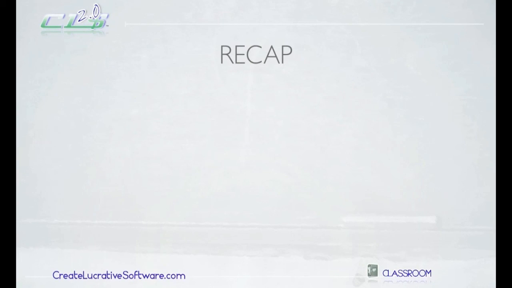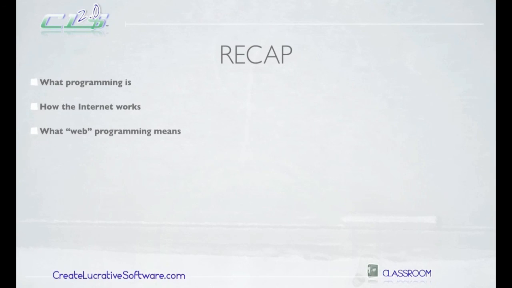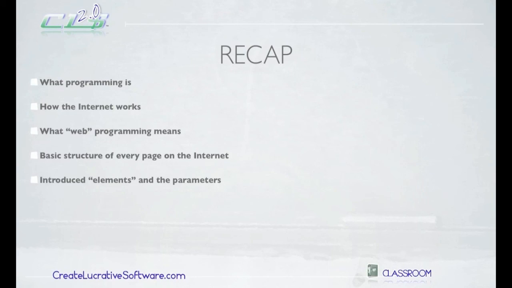Okay, we've defined what programming is. Then we described briefly how the internet works from a web programming perspective. Then we defined what web programming means by connecting the meaning of programming to the environment of the internet. We've explained the basic structure of pretty much every page on the internet. We've introduced elements and we've explained the parameters of an element. We've established the idea of nesting and we've explained how that works in HTML. And finally, we added a title to our page and displayed it in the browser.